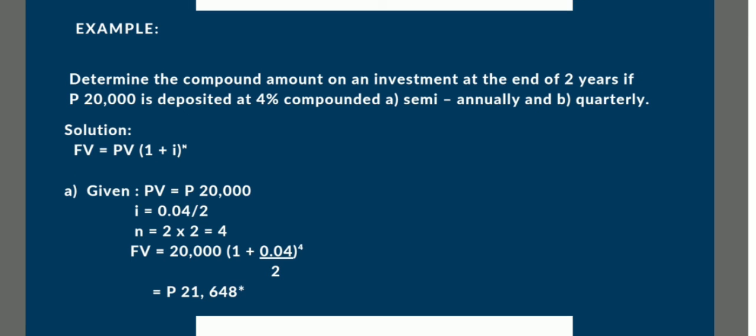So another example is this. Determine the compound amount in an investment at the end of 3 years if 20,000 pesos is deposited at 4% compounded, A, semi-annually and B, quarterly. So for the solution for the semi-annually, FV equals PV(1 + i/2)^2n. The given is PV equal to 20,000 pesos, i is equal to 0.04 over 2, n is equal to 2 times 2 equals 4.